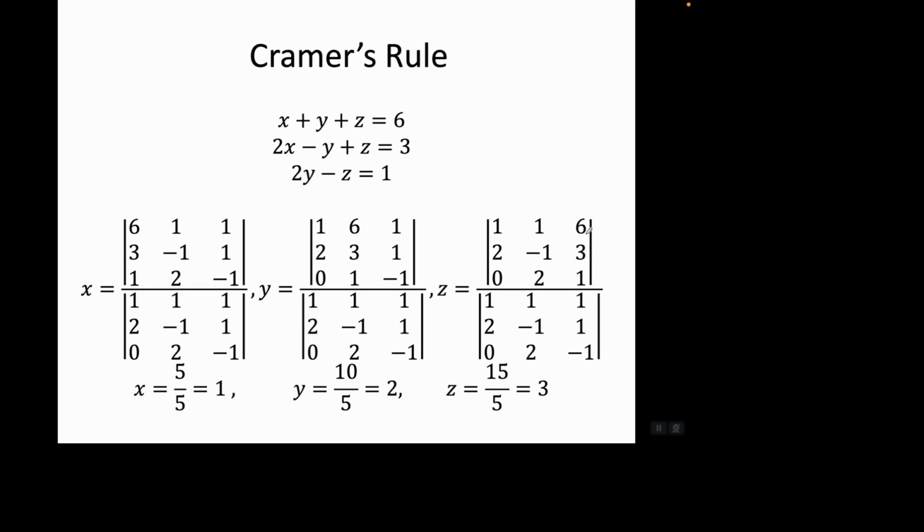So we end up with x equals 5 over 5, which is 1, y equals 10 over 5, which is 2, and z equals 15 over 5, which is 3.